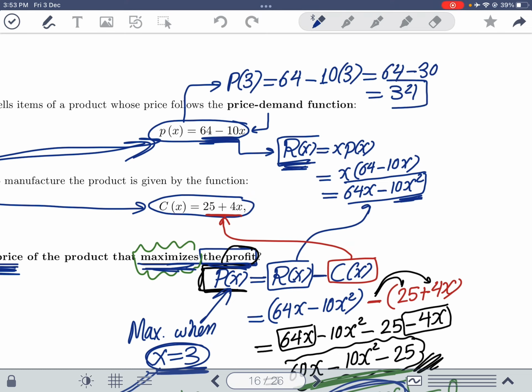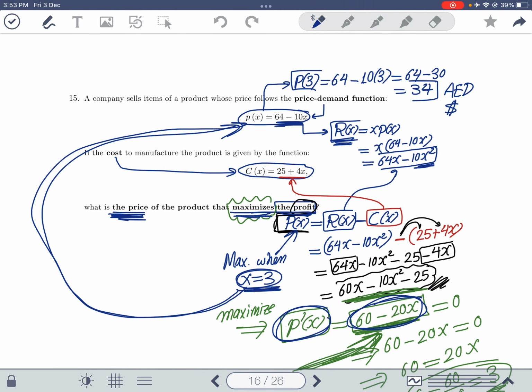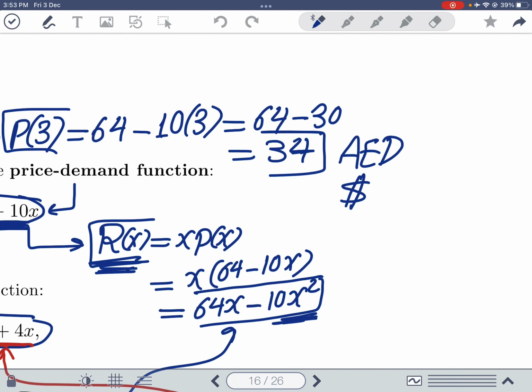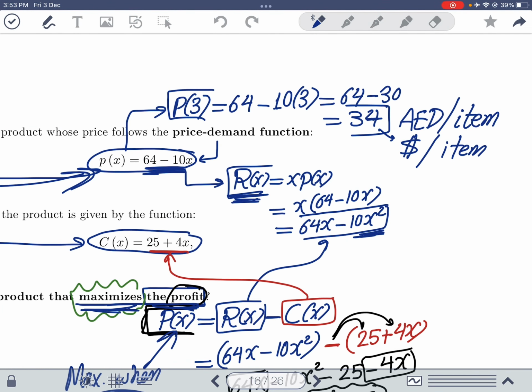So maybe it's in dirhams. Yeah, let's say dirhams or dollars, depending on the question. So this is the price function. So 34 what? Dirhams, of course, per item, per one item. This is very important. Or some $34 per item. So this is telling you how much you should ask per item, not per 3 items or anything like that. They're telling you if you are selling 3 items, then the price of each one should be 34.